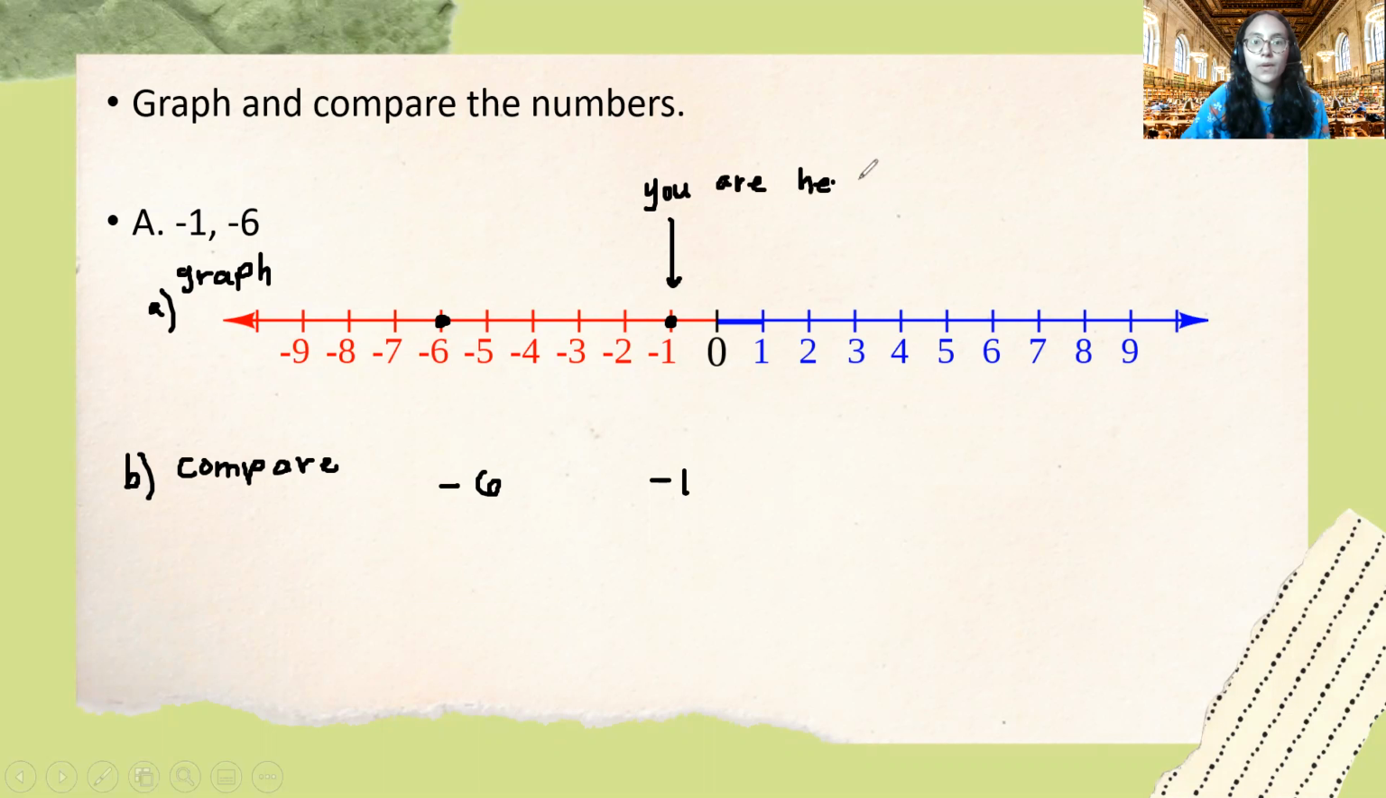If you had to turn to look at -6, which way would you turn to look? You would turn to look to the left. So it is this way, right? Because it's to the left, -6 is going to be less than -1. Okay?